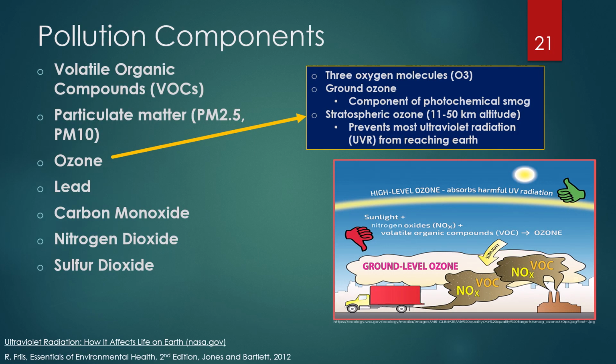Ozone is a gas composed of 3 oxygen molecules and is described as having a sharp, pungent smell. Ground level ozone is a main component of photochemical smog and is formed when sunlight catalyzes a reaction between nitrogen oxides and VOCs as diagrammed. A layer of ozone in the upper atmosphere or stratosphere, ranging from 11 to 50 kilometers in altitude, absorbs ultraviolet radiation, UVR, and prevents most of it from reaching the Earth.